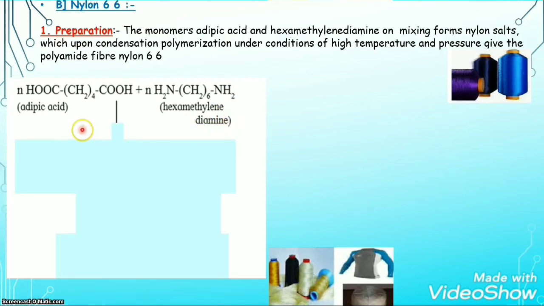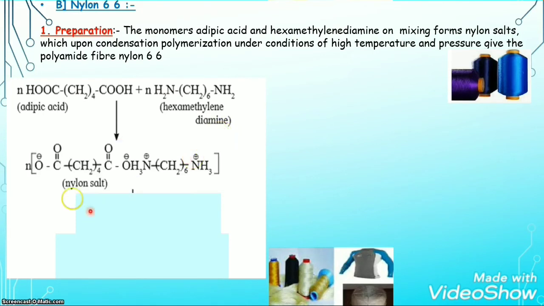Here for the preparation of nylon 6,6 we are taking n number of adipic acid and n number of hexamethylene diamine. When equimolar aqueous solutions of both the monomers are mixed together, then there is a neutralization and it forms a nylon salt. During formation of nylon salt, there is a loss of hydrogen, both the hydrogens of adipic acid, and gain of hydrogen by the NH2 groups of hexamethylene diamine.